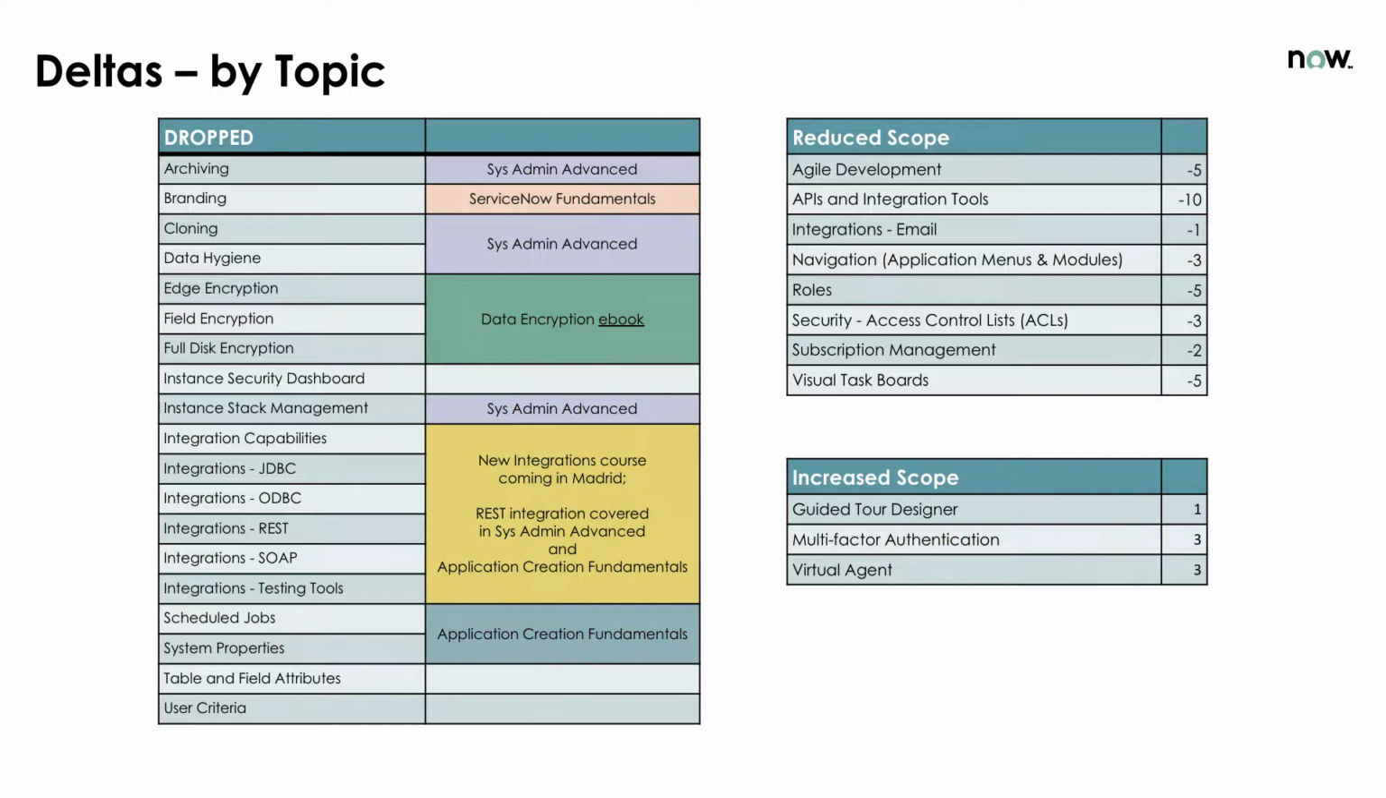Whereas integrations, email, -1, a little bit less content there. So again here, this is just orders of magnitude. Each of those topics in the reduced scope still appear to some degree in the course, but a little bit less than we had before. We have increased scope just a touch with an encounter with Guided Tour Designer, a lab on multi-factor authentication, and a virtual agent encounter for students.